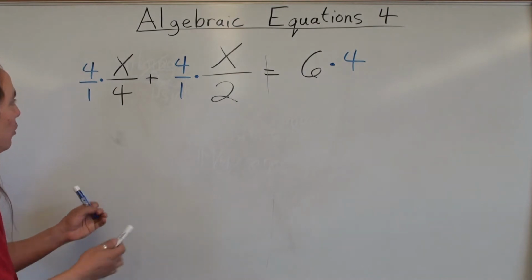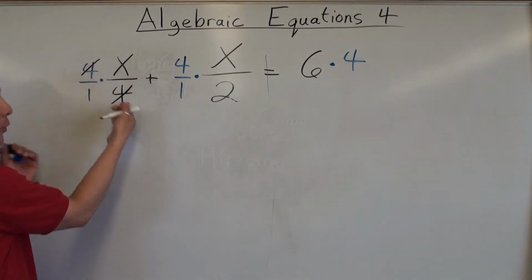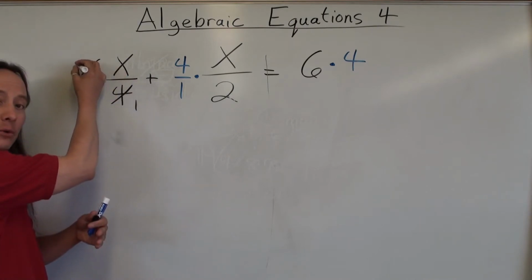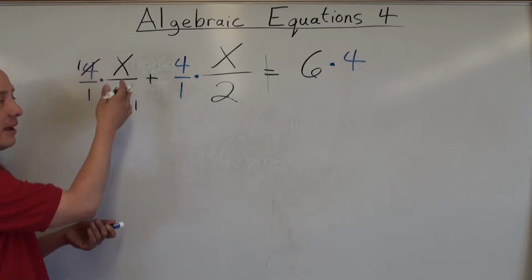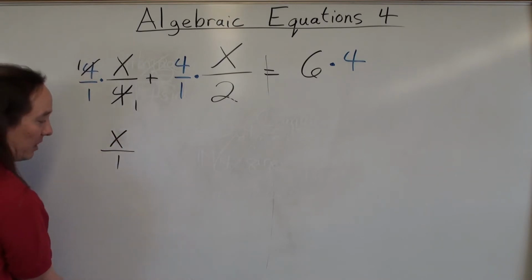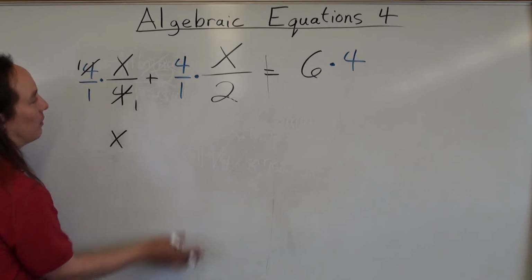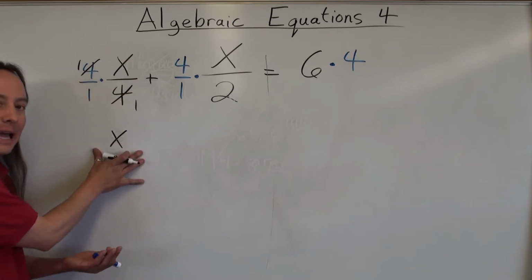Over here, these ones completely cancel out, right? 4 divided by 4 is 1. 4 divided by 4 is 1. 1 times x is x. 1 times 1 is 1, but I don't need that, okay? Because x divided by 1 is x. So all that kind of eliminates, just leaving x alone there.